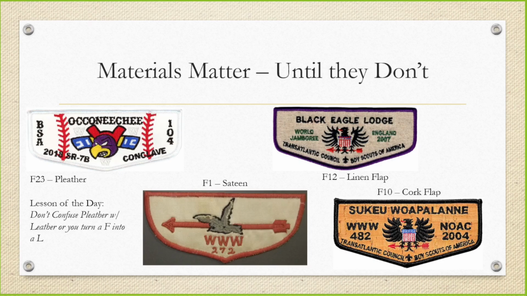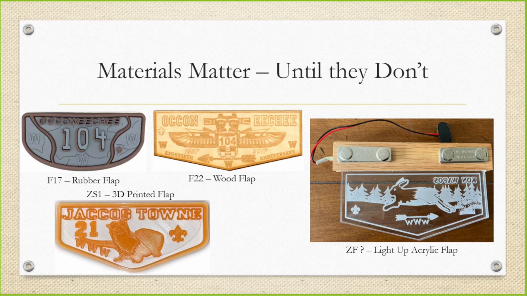You have the 272 sateen, and the linen flap that was made and just embroidered on. You have this cork flap from Black Eagle, and I don't have one, but they list the material as cork. Supposedly it was made from a sheet of material over in Europe, I guess. Kind of interesting. You have the F17 rubber flap, and from 104 you have the F22 wood flap. And then you have the 3D printed flap from Jacobstown Lodge 21.